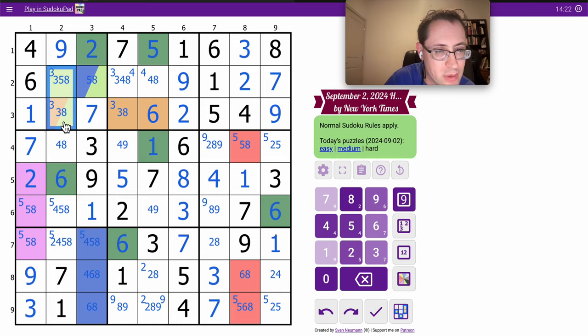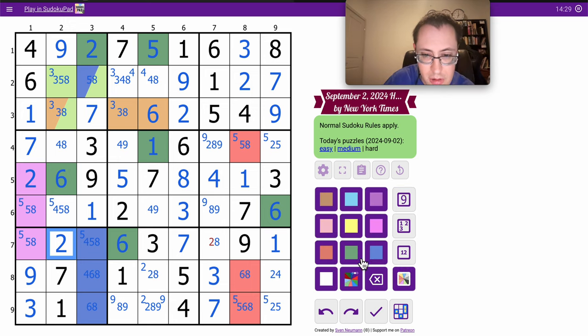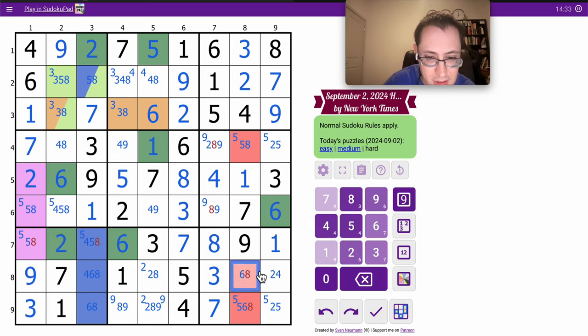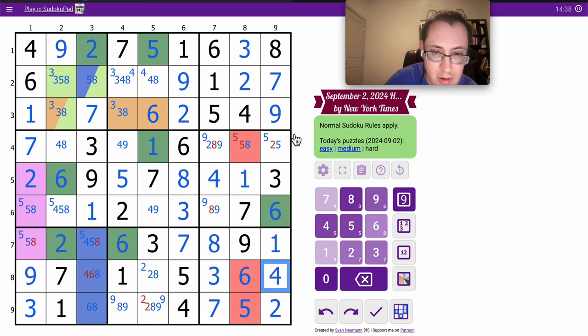Okay, 2 can't go here, or here, or here by 2 in the box. 2 goes there only. In row 7, that forces an 8. Forces 6, 5, that finishes off region 9, which finishes off column 9, which finishes off region 6, and that should be enough to do the puzzle.